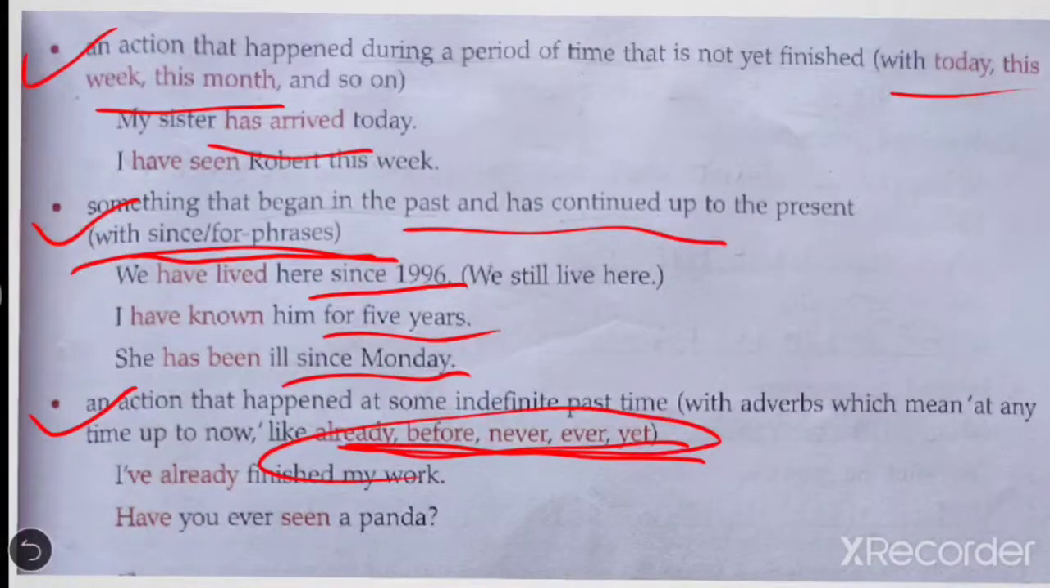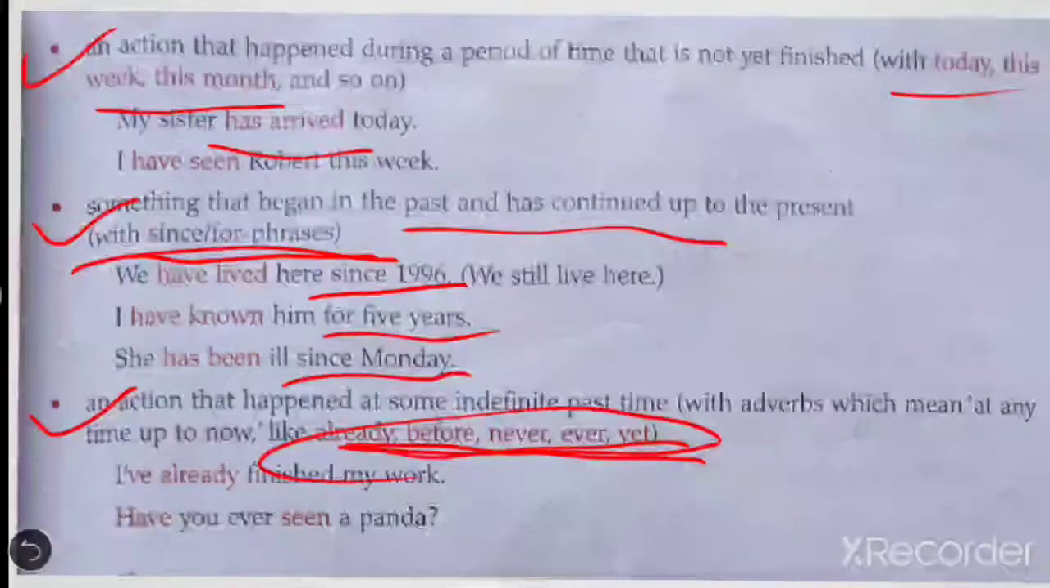Simple past tense is very easy: the action which is completed in the past time. For that, in a simple sentence you have to use the past form of the verb, and in an interrogative sentence you have to use did. With did you have to use the base form of the verb. That's it.